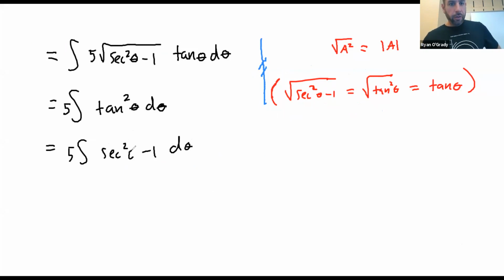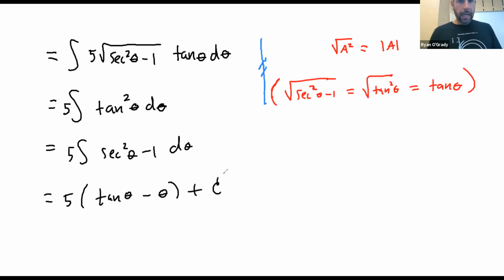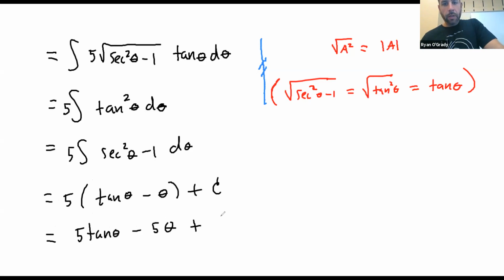Then these are elementary because the integral of secant squared is tangent. So this is 5 times the tangent of theta minus theta plus c, which turns into 5 tangent of theta minus 5 theta plus c. And then the only thing that we're left to do to finish this problem is we need to get back in terms of x.